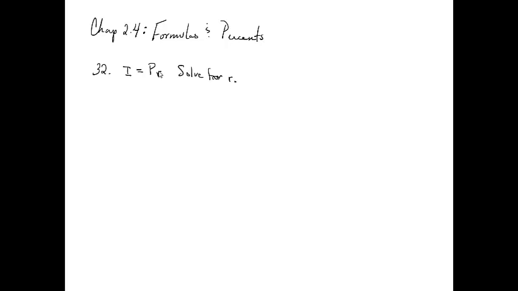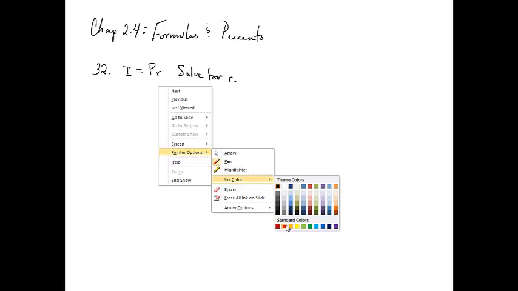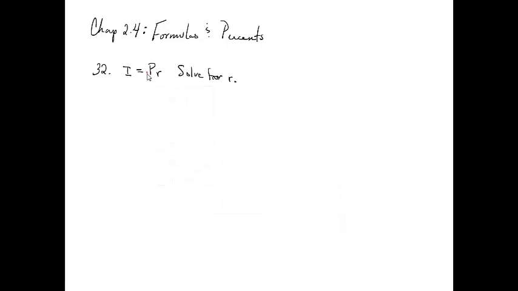So for the first problem, number 32, I'm solving for R, which means who's in R's territory? Who's literally hanging out on R's side of the track? It's P. And what's going on between P and R? They're multiplying, which means in order to move something that's multiplying, you are going to divide by P. Divide by P. You end up with I divided by P equals R. And that's it. You just solved for R. Good job. Let's try another one.